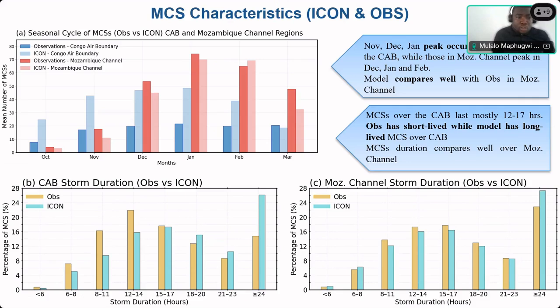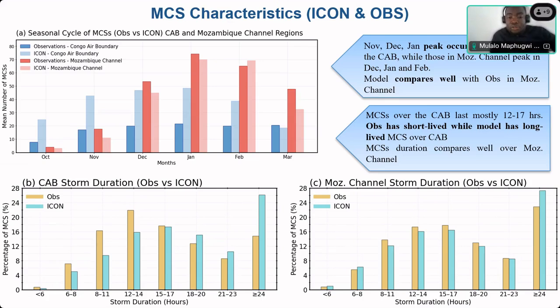And then from the two here below, you're looking at the duration and the percentage, how long these systems tend to last. You're looking at overland, which is over the west, the Angola highlands, the Congo Air Boundary region, and then the Mozambique Channel there. It is interesting that over the domain which is ocean dominated, which is the Mozambique Channel, the ICON model actually does very well when compared to the observation, because you're looking at the percentage of how the storms tend to be distributed.